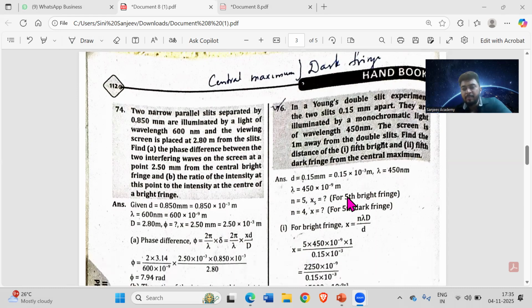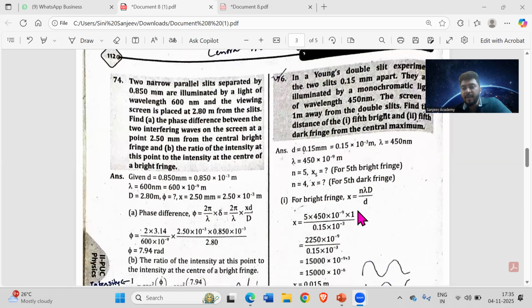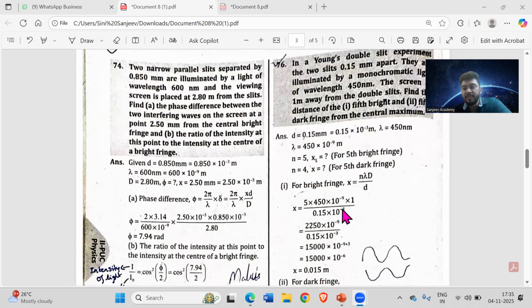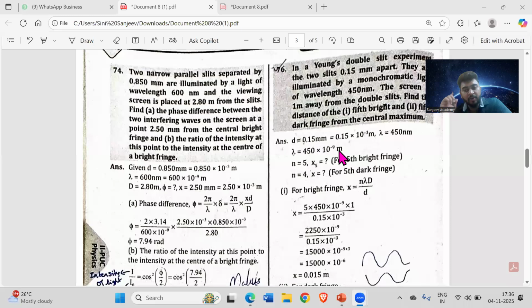Find the distance of the fifth bright and fifth dark fringe. Simple numerical. For the bright fringe, what's the formula? n lambda D by d. Correct? And you have to definitely do the derivation. What is my capital D? Distance between the cardboard and the wall or the screen. Correct? And what is my small d? Distance between the two holes. That kind of thought should come. Then only this chapter will be easy for you.